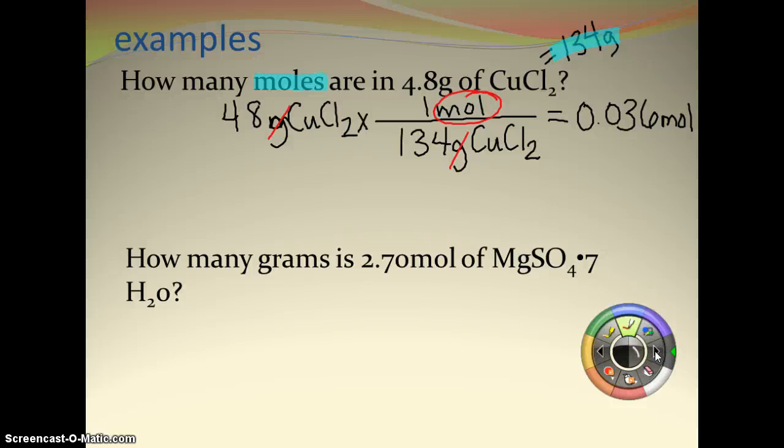This is a hydrate. It looks weird the way it's typed. It's supposed to be MgSO4·7H2O all together. So remember, when you're doing a hydrate, you're going to find the mass of the whole entire thing. So you're going to take the mass of the magnesium plus the mass of the sulfur plus your 4 oxygen plus your 7 times the mass of your water. So just keep that in mind when you're setting this up.